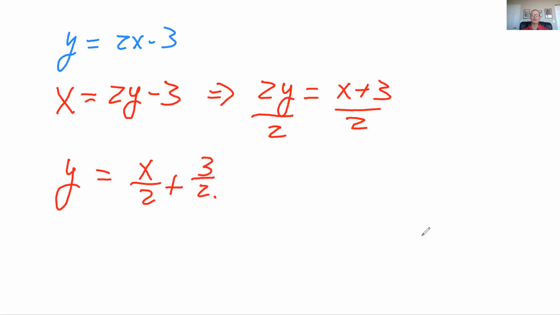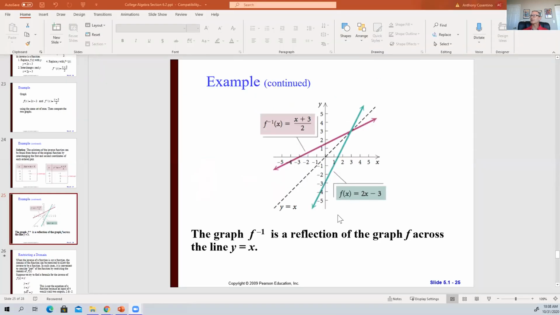You can see that this is also a linear equation, 1/2 x plus 3 over 2. Now we have a slope of 1/2 and a new y-intercept of 3 over 2. If you take a look at the graph of these two, it would look like this. Here's our original equation in green, and here's our new equation in red. Those two inverses are a reflection over the line y equals x.